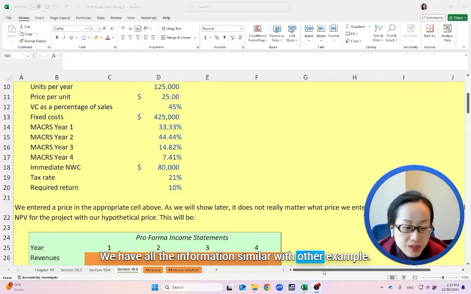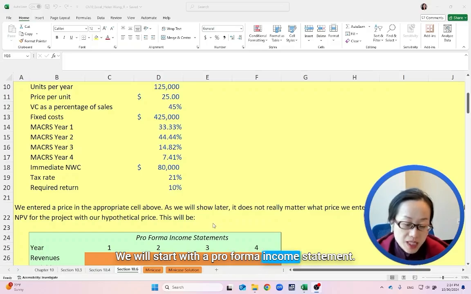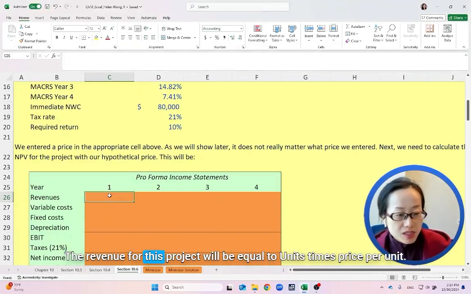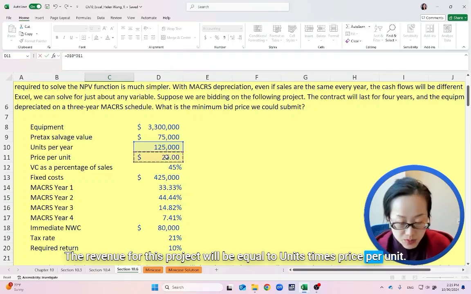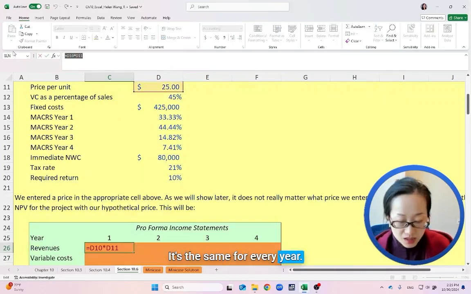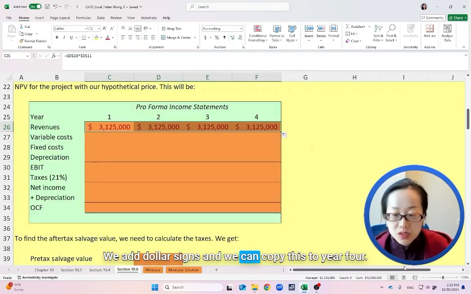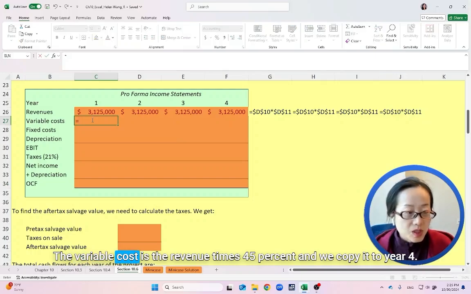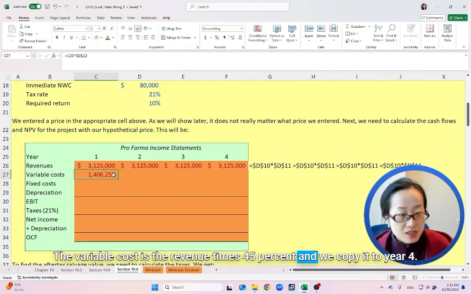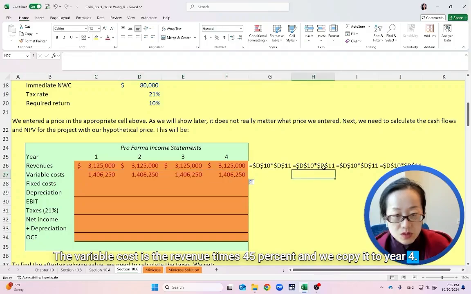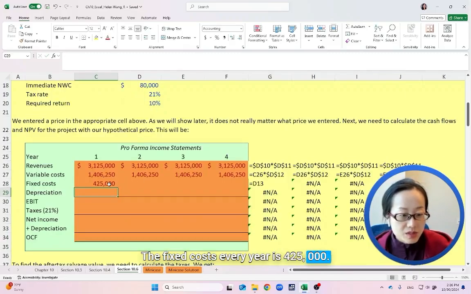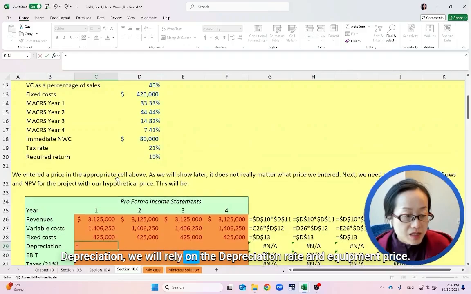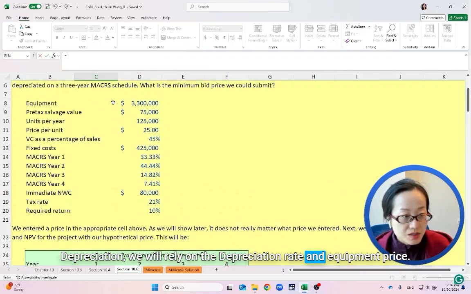Similar to the other example, we will start with a pro forma income statement. The revenue for this project will be equal to units times price per unit. It's the same for every year. We add dollar signs and we can copy this to year 4. The variable cost is the revenue times 45%, and we copy it to year 4. The fixed cost every year is 425,000.